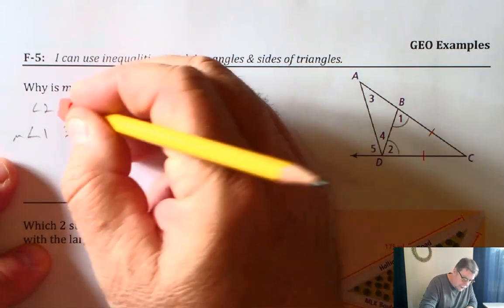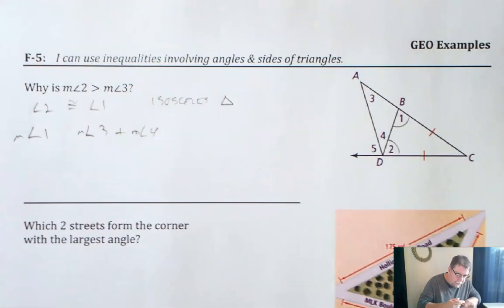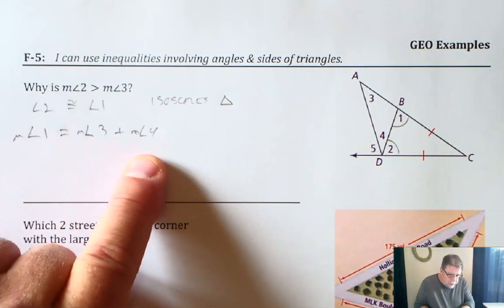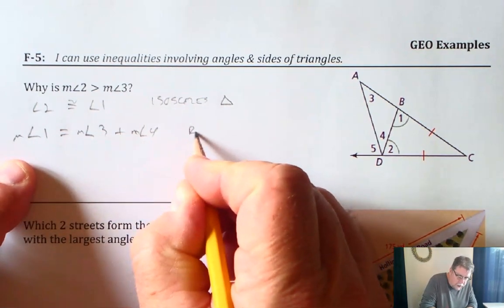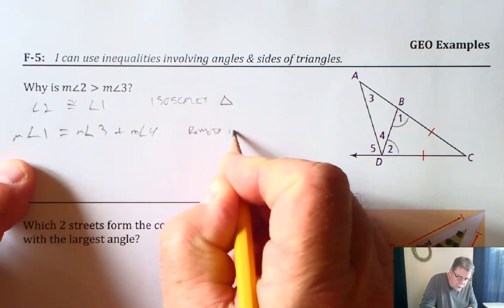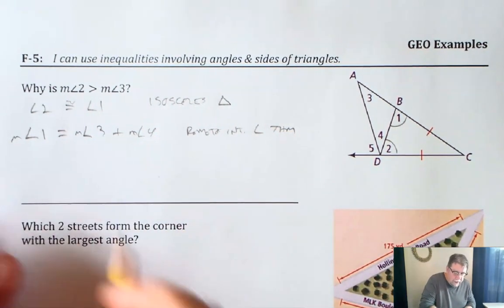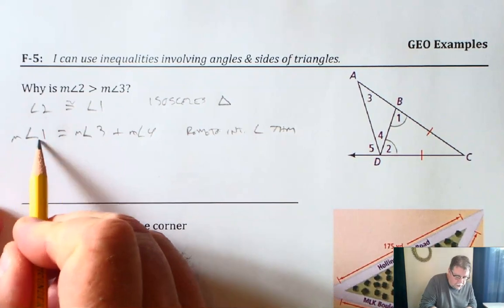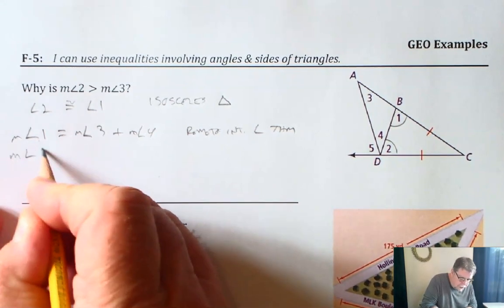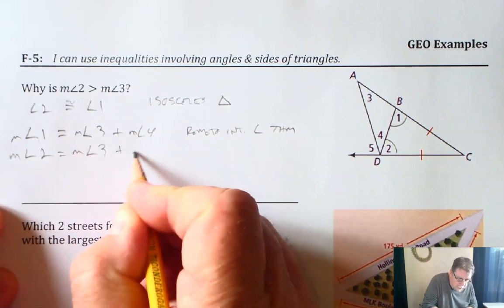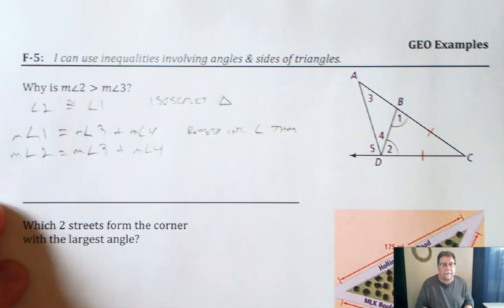All right, let's make this an equal sign instead of a congruent sign because I want to talk about the measure. So that's true because of the remote interior angle theorem. Okay, well remember, angle 2 is congruent to angle 1, so that must mean the measure of angle 2 is also equal to the measure of angle 3 plus the measure of angle 4.